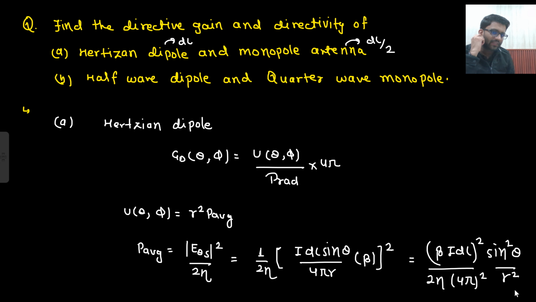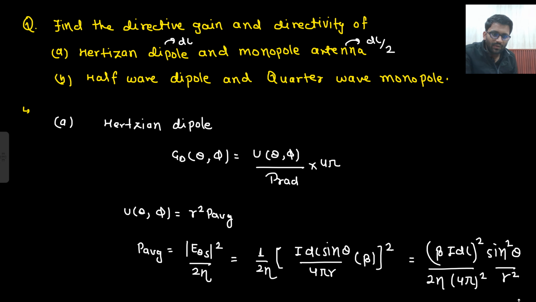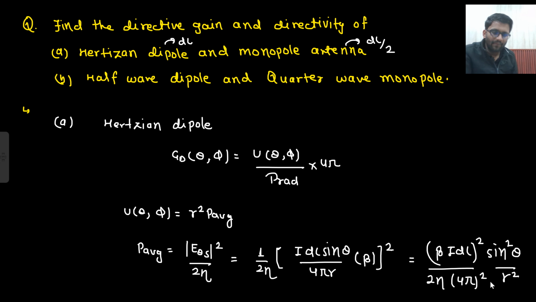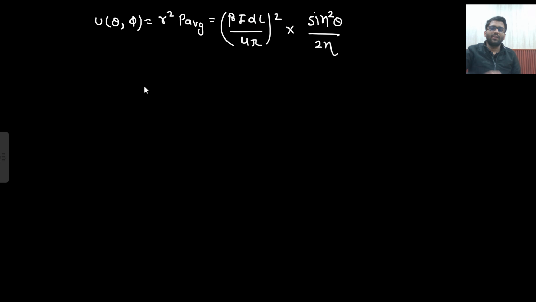U(theta, phi) is r square into P average. So this r square and r square will get cancelled. So what I will get is beta I dl upon 4 pi whole square into sin square theta upon 2 eta. Okay, so this is your U(theta, phi).